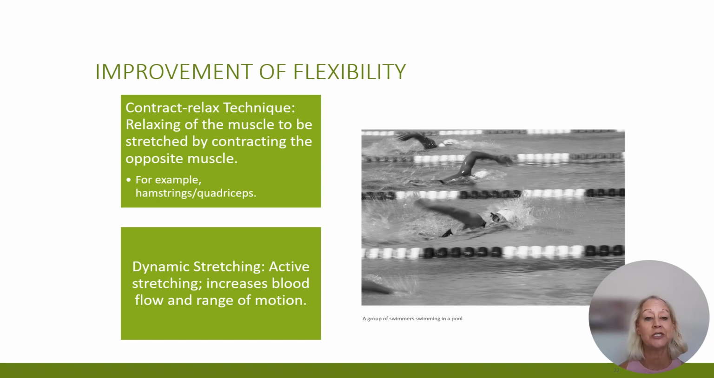Now, an additional stretching technique is the contract and relax technique. It's a method that involves first contracting the muscle opposite to the one being stretched, or the antagonist, which helps the target muscle, the agonist, to relax. This relaxation allows for a deeper stretch. For example, to stretch the hamstrings, you would contract the quadriceps, which helps the hamstrings relax and lengthen more effectively. This technique is often used in proprioceptive neuromuscular facilitation, or PNF, stretching to improve flexibility.